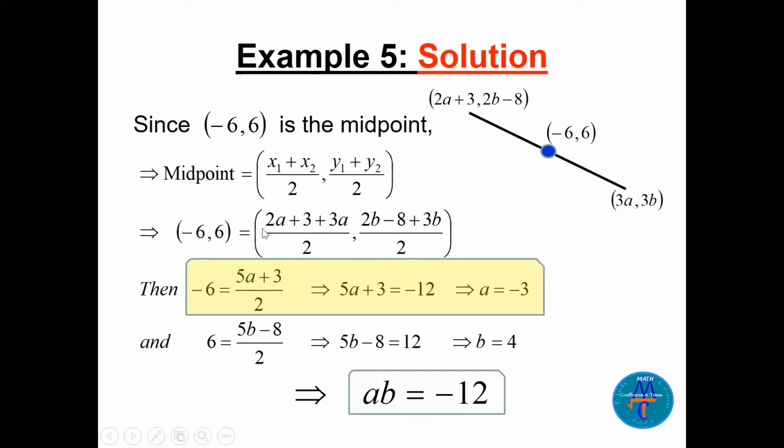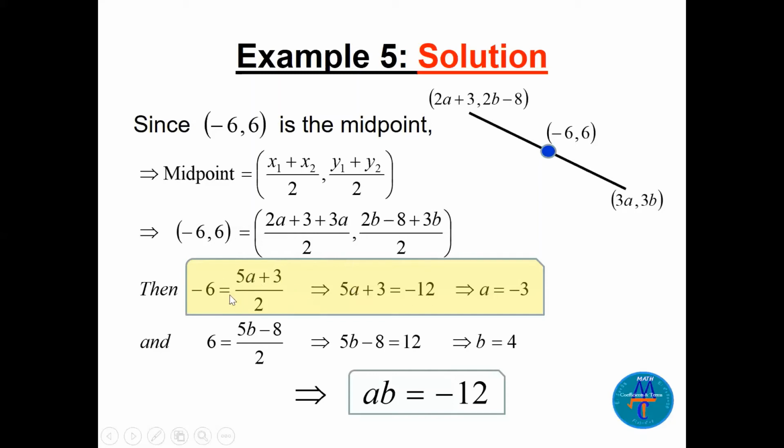So minus 6 is the first x coordinate here. 2A, 3A, 5A plus 3 over 2, that's minus 6. 6 is the second coordinate, the y coordinate. So 2B, 3B becomes 5B minus 8 over 2. I created 2 simple equations because these are the same point. If a point equals a point, x will be the x, y will be the y. So I can make a simple equation here.